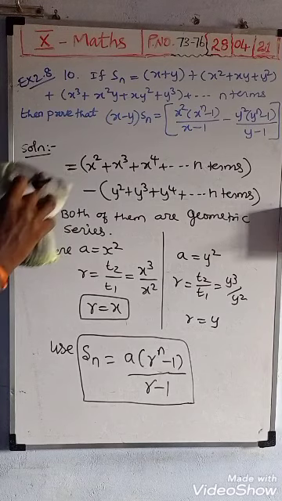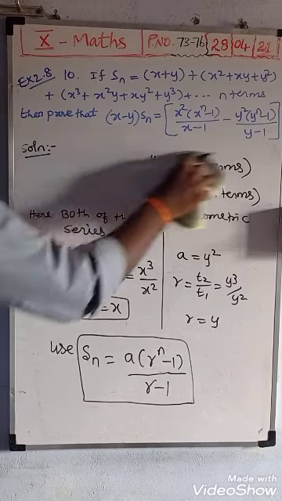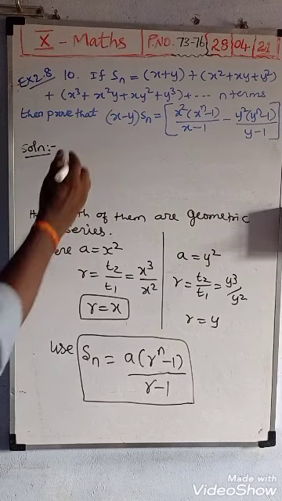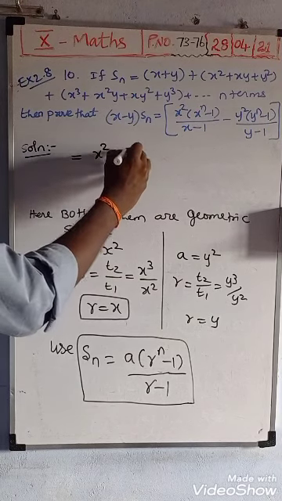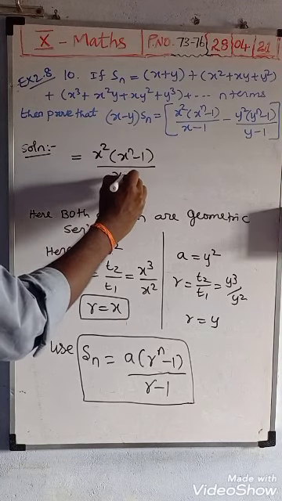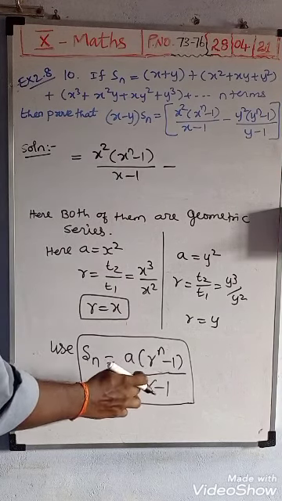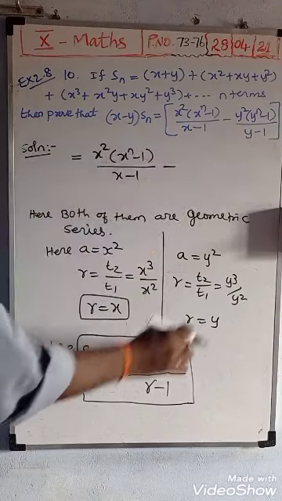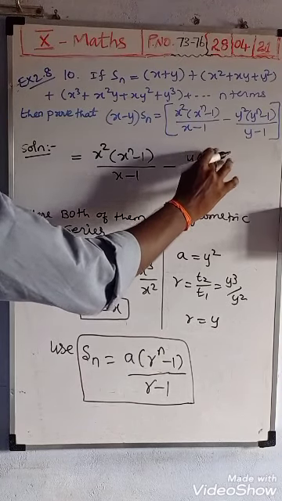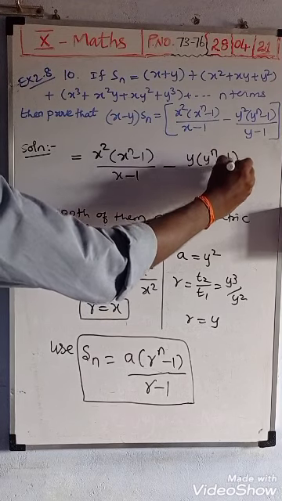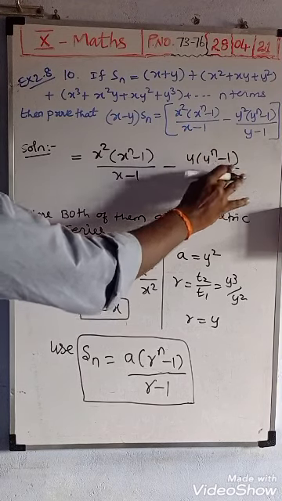Yes. Next, y squared you substitute, and we will get this answer, the y value. Now you substitute the first one. You should substitute x squared of x power n minus 1 divided by x minus 1, minus. Okay, next y we want to substitute. So the a value is y. So y of y power n minus 1 divided by y minus 1.